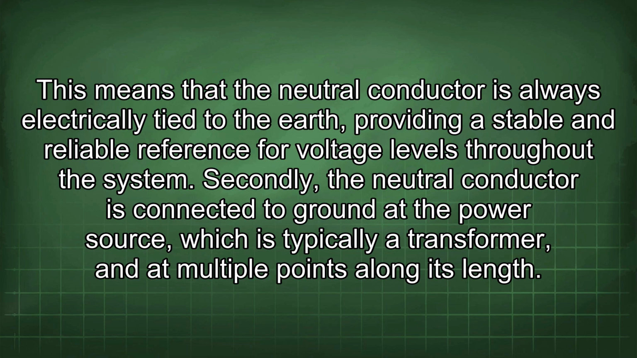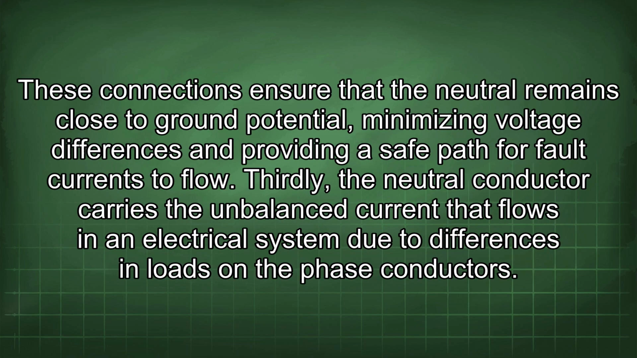Secondly, the neutral conductor is connected to ground at the power source, which is typically a transformer, and at multiple points along its length. These connections ensure that the neutral remains close to ground potential, minimizing voltage differences and providing a safe path for fault currents to flow.